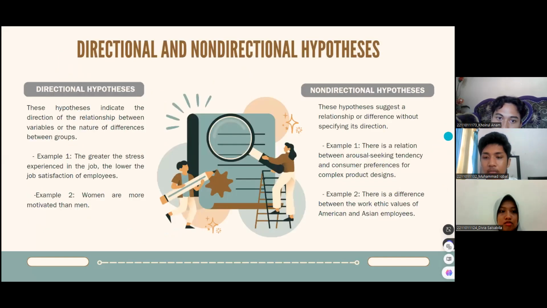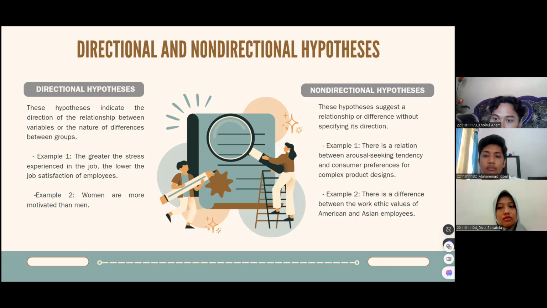And next one is directional and non-directional hypothesis. There are two points. The first one is directional hypothesis. This hypothesis indicates the direction of the relationship between variables or the nature of differences between groups. There are examples: one is the greater the stress experienced in the job, the lower the job satisfaction of employees. And women are more motivated than men.